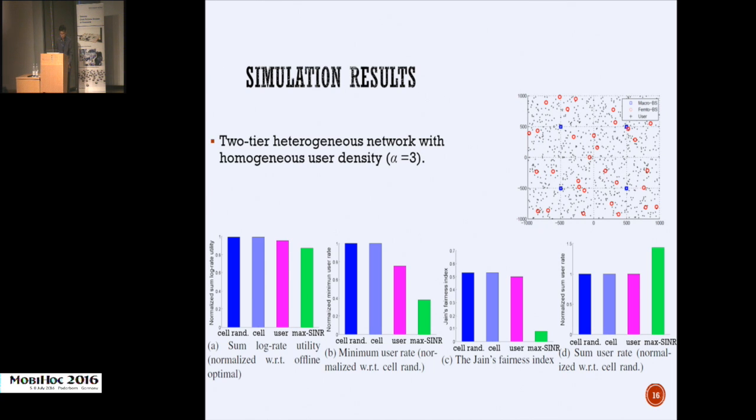All right, so here is a different topology. In this topology, the users are homogeneously distributed in the area. So we can observe similar trends as in the previous one.